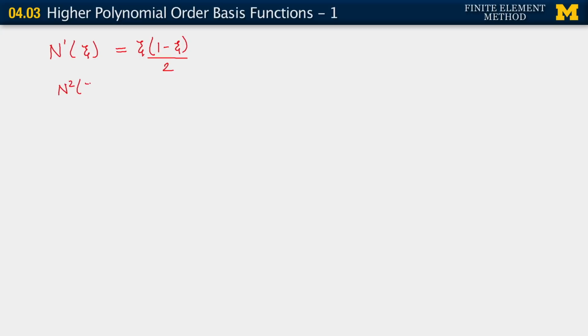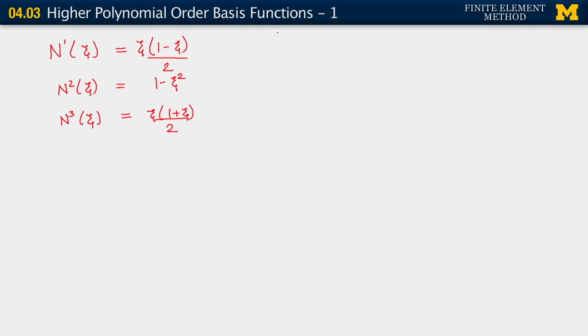N2 is 1 minus xc square. N3 is xc times 1 plus xc divided by 2. All right? You observe, of course, that these are clearly quadratic in xc.